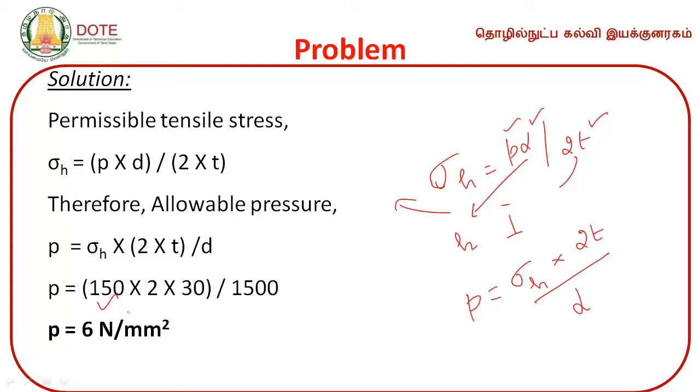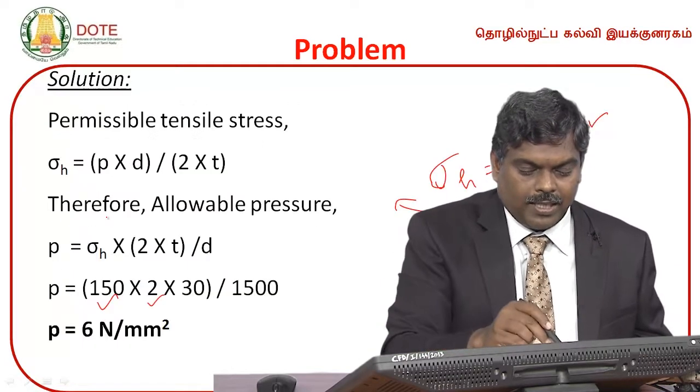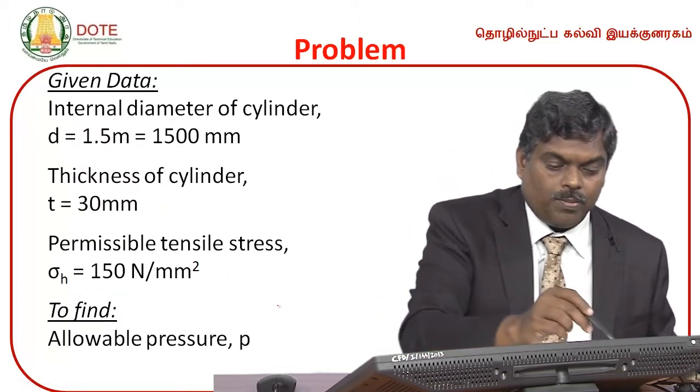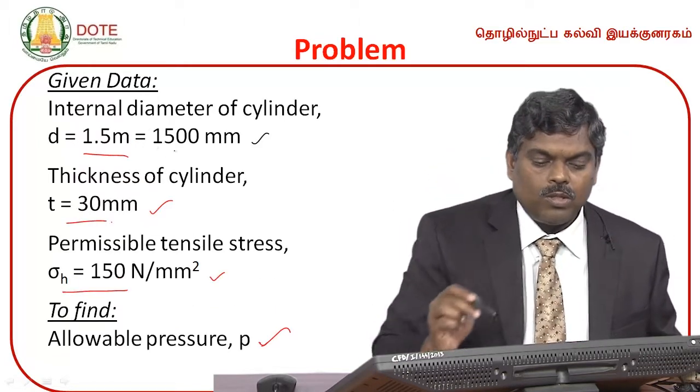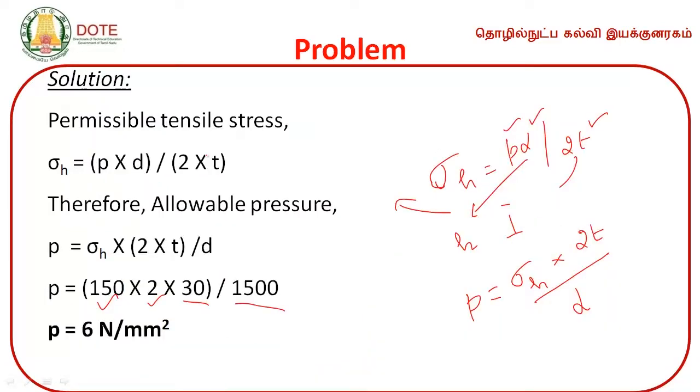Then 2 is the numerical value. What is the thickness? Thickness is 30 mm. And what is the diameter? Diameter is 1.5 meter, which is 1500 mm. When we directly substitute the values, we get the result P is equal to 6 Newton per mm square.